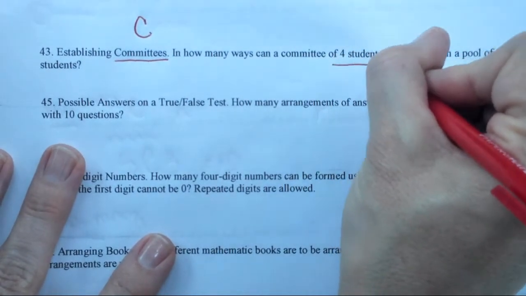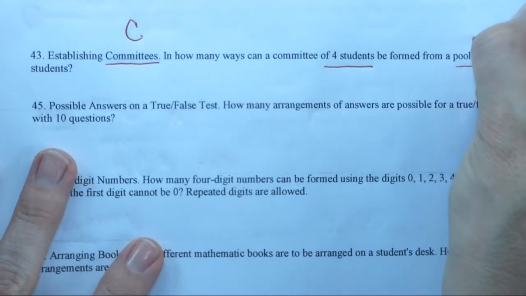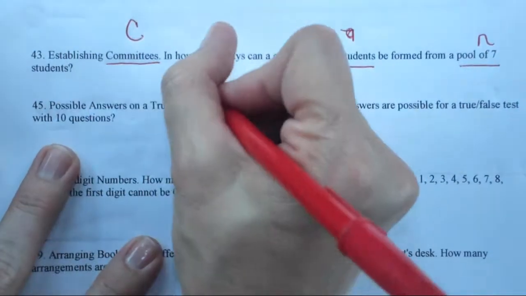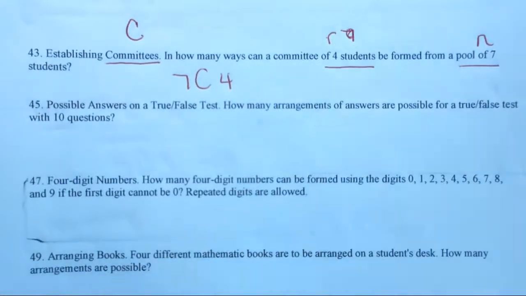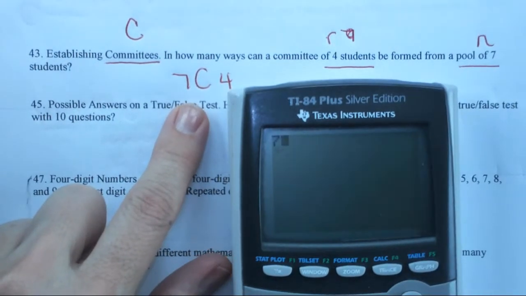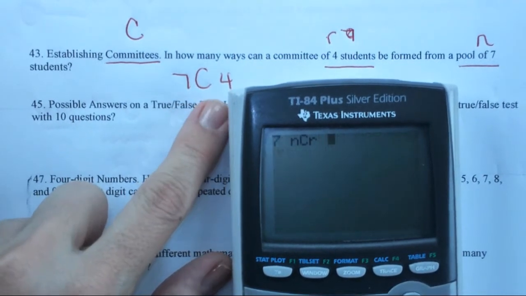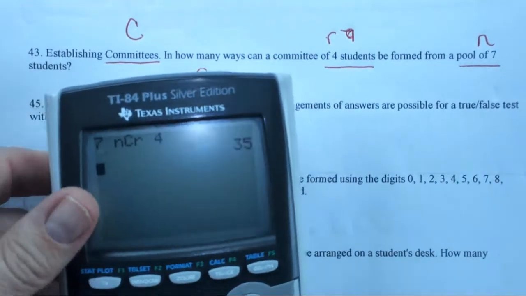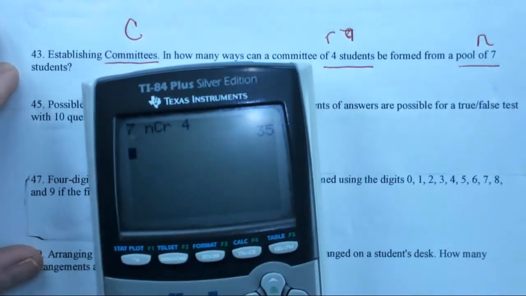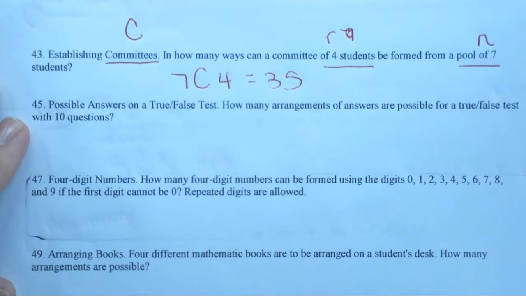All right, so this is the number of people in the committee, and it's how many I have to choose from. So this is my N, and this is my R. So I'm going to have 7 choose 4. I want to know how many combinations. So I have 7 total people to choose from, and I want to know how many combinations I can get if I'm going to pick 4 out. So it says I'm going to have 35 combinations.